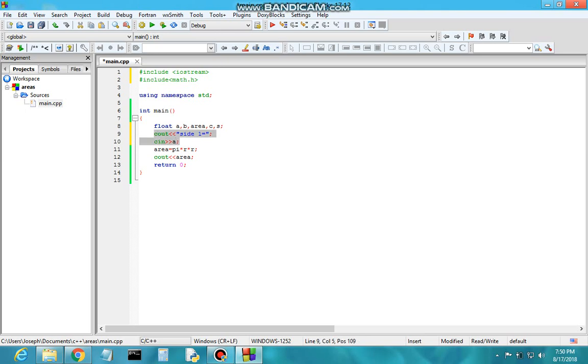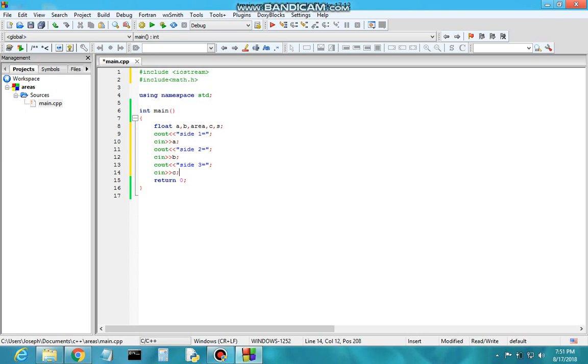I'm going to just copy it there like that, and just change it. B will be the second side, sorry, and then the third side, C.